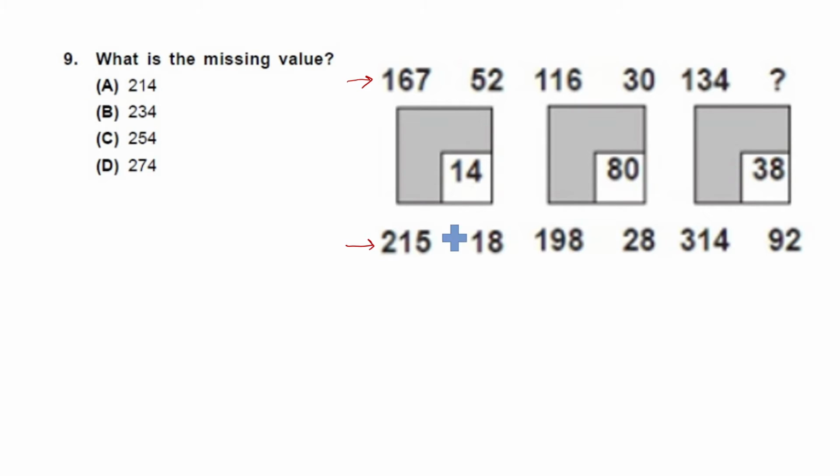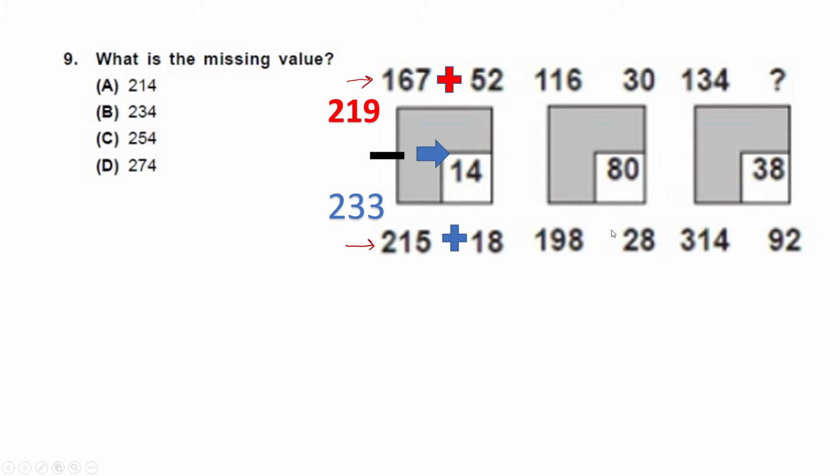Let's try that. So if I sum up this, I will get 233, and if I sum up the above two numbers, I will get 219. If I subtract these two numbers, my answer is 14. So my guess is right for the first block.